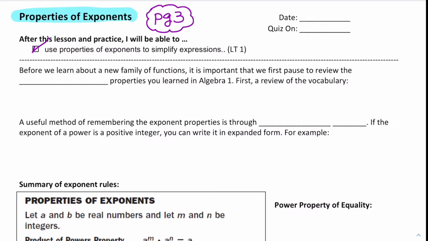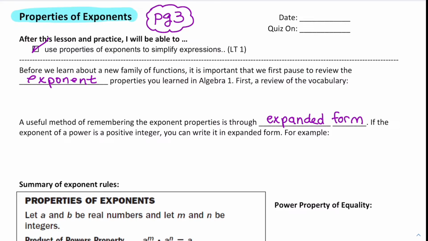expressions. Before we learn about a new family of functions, it is important that we first pause to review exponent properties. First, a review of the vocabulary. A useful method of remembering the exponent properties is through expanded form.